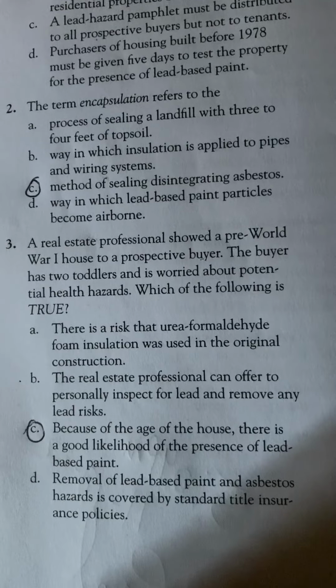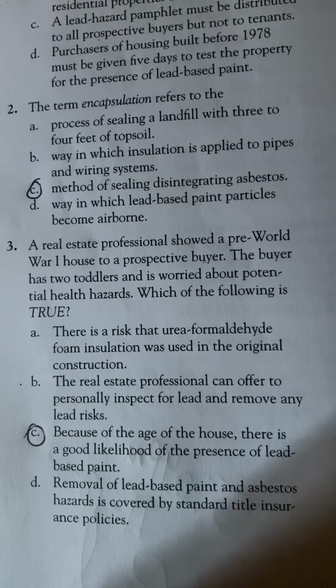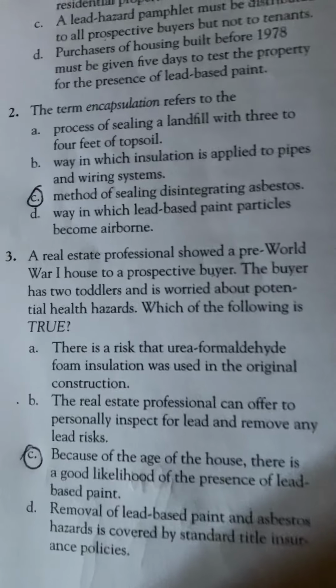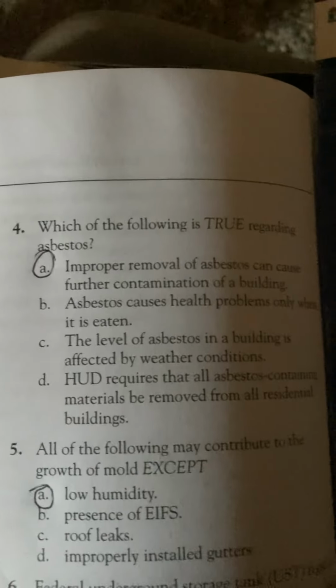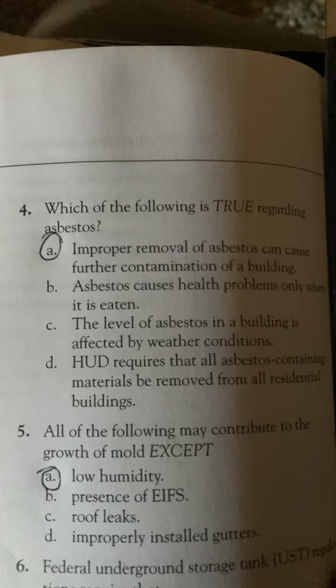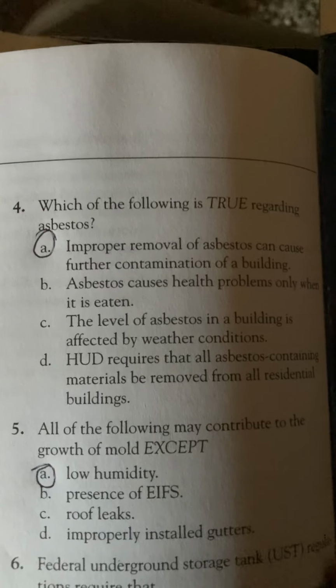The answer is C. Because of the age of the house, there is a good likelihood of the presence of lead-based paint. Number 4. Which of the following is true regarding asbestos? A. Improper removal of asbestos can cause further contamination of a building.